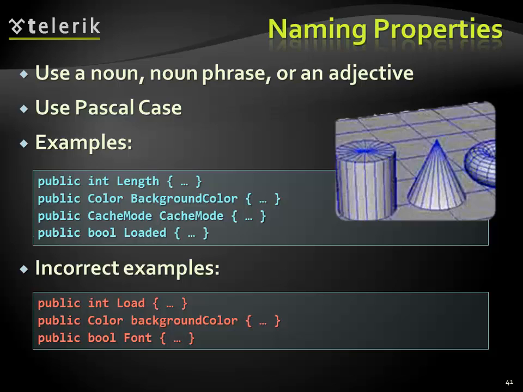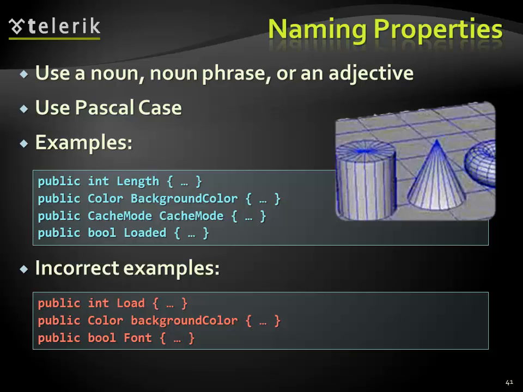So you can even have the same name of a property as the name of the type that it contains or returns, and public bool Loaded. An incorrect example would be public int Load, where load actually represents more action and is more appropriate for a method name, unless it represents the subject load, then it would be acceptable. When we are talking about how big is the load, then it is a noun and it is acceptable. But if we're talking about the operation load, then it is unacceptable. So it depends also on the context where this property is put, in what class it is put.